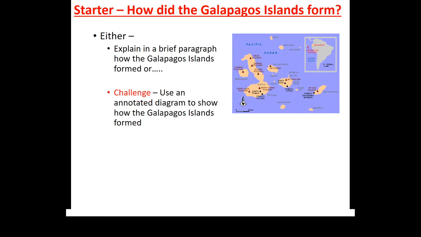So I want you to either, in a brief paragraph form, explain how the Galapagos Islands were formed, or, feeling ambitious, feeling like you want to challenge yourself, draw me an annotated diagram to show how the Galapagos Islands were formed. Remember, annotated means you need to explain what's happening in that diagram fully, so that you really can explain it rather than just label. Pause the video. Once you've done that, come back to me.